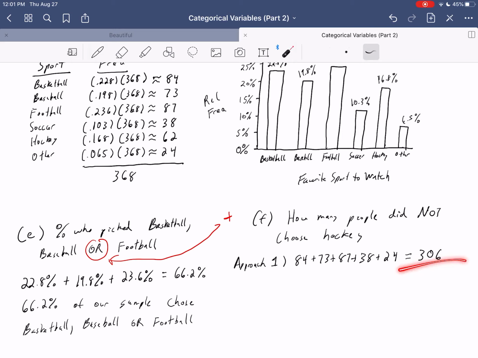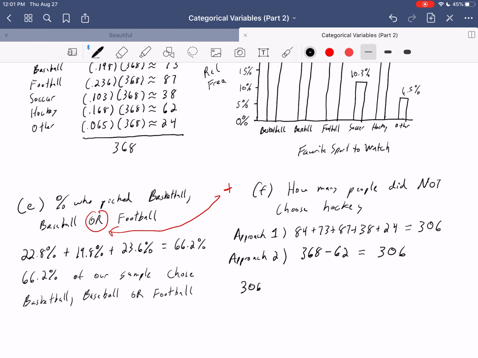That's totally right. A faster way to do it, and maybe a slightly more clever way, would be to say, okay, we want all the people who did not choose hockey. We know we had 368 people overall. We know 62 chose hockey. So we could simply do this as 368 minus 62, which would be 306. Either way, you achieve the same answer there. So we can say 306 people in our sample did not choose hockey.